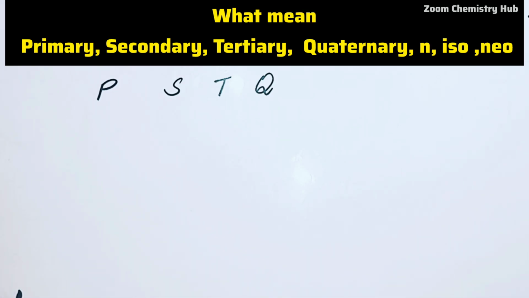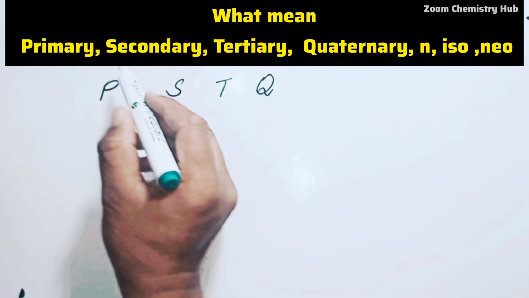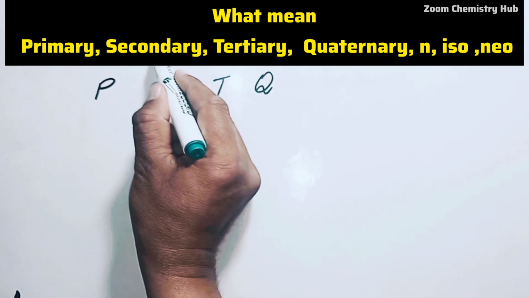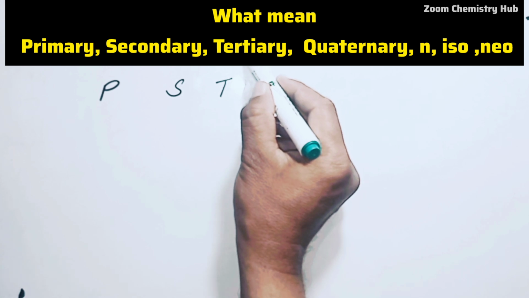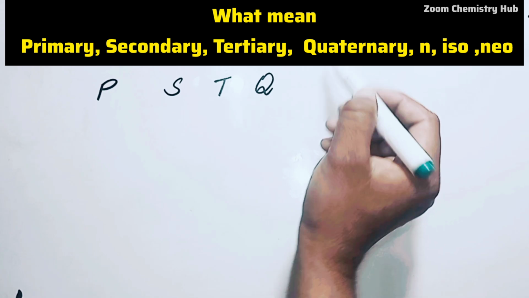Today in this video we will learn different terms used in organic chemistry, that is primary, secondary, tertiary, quaternary and N, that is normal, iso and neo.